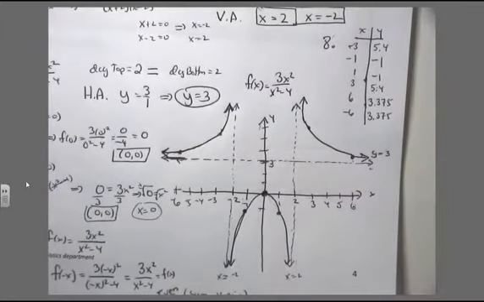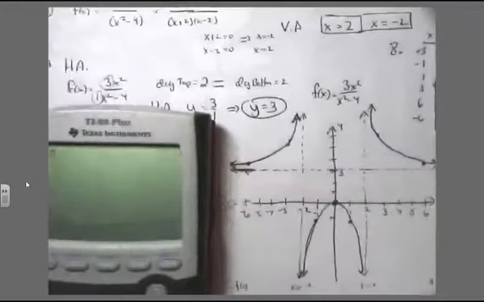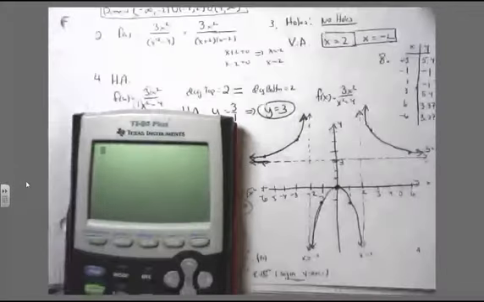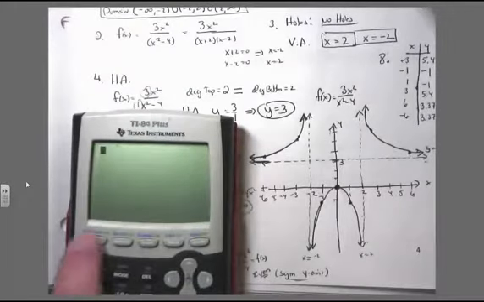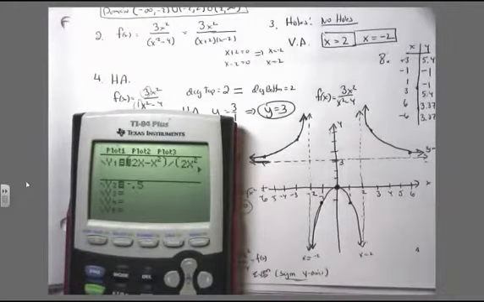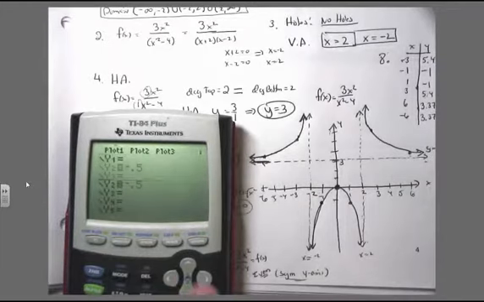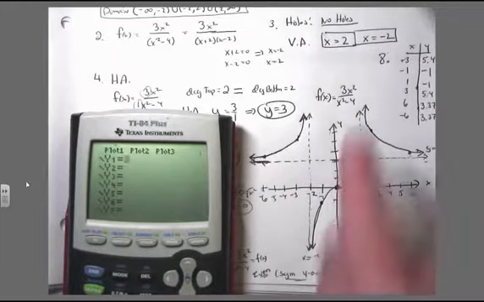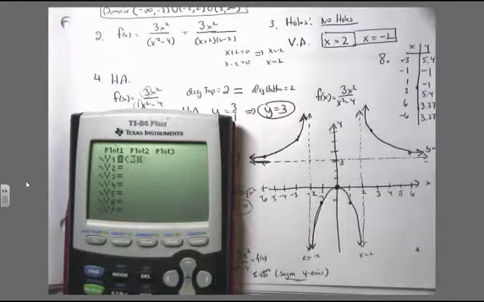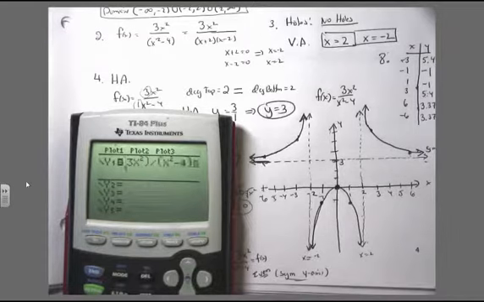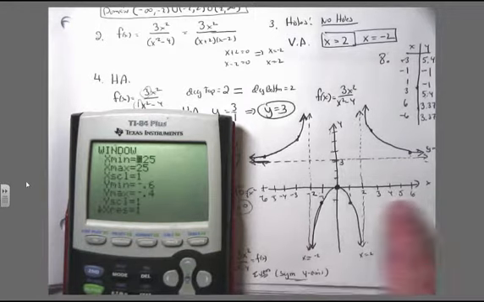But the last thing you want to do to this graph is put it on your calculator. Now I'm going to do something special on my calculator. Let me show you. Y equals, clear out the old stuff. Parentheses around the numerator, 3x squared, close parentheses, divided by parentheses around the denominator, x squared minus 4. But I'm checking to see if my graph is correct or not. So hit the window button and change it to your window.